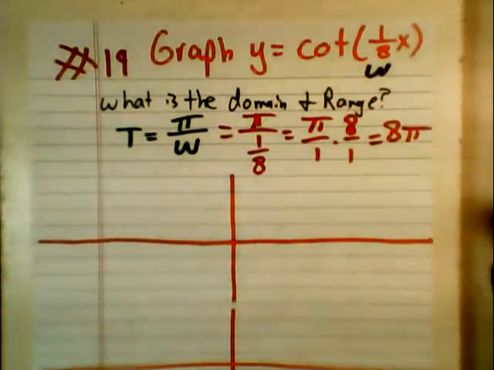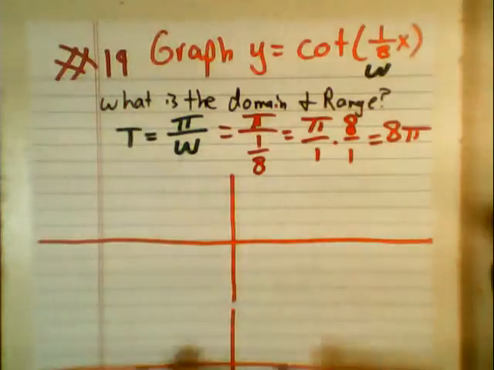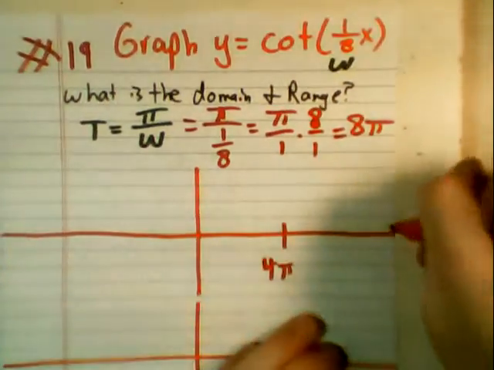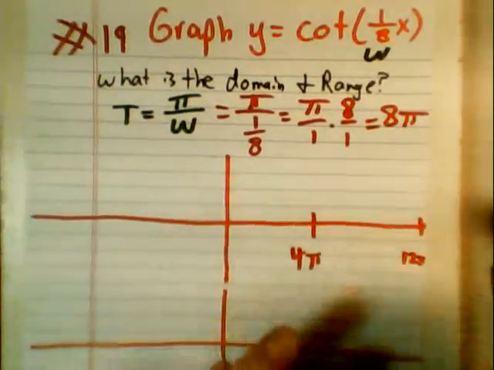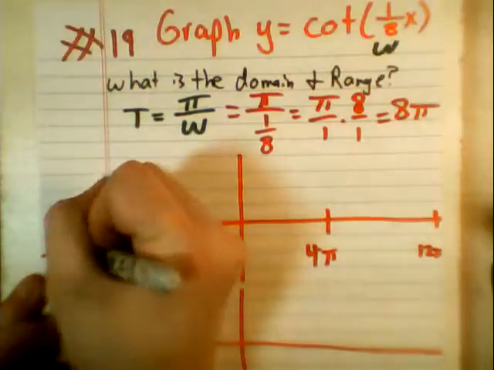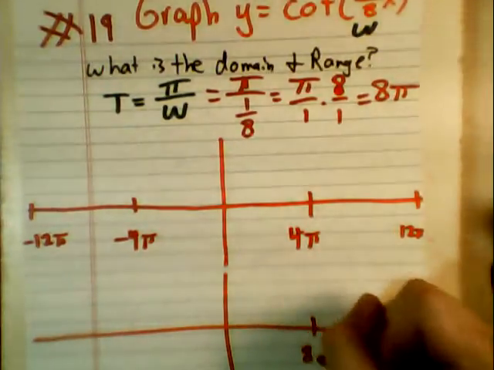Okay, tangent compared to cotangent, they're shifted a little bit. Tangent is centered about the origin, while cotangent is shifted a little. So this is going to be 4 pi, and back here this will be 12 pi. And for cotangent, this is actually going to be 8 pi.